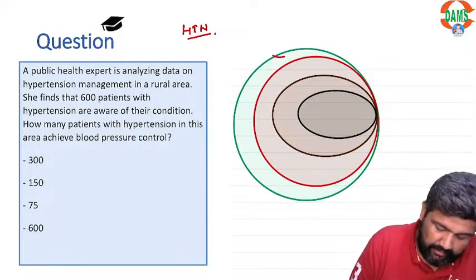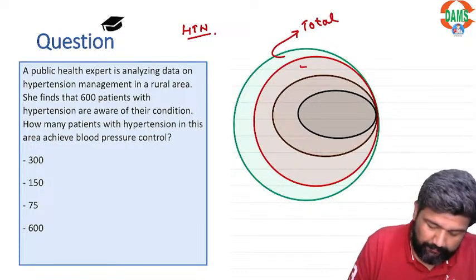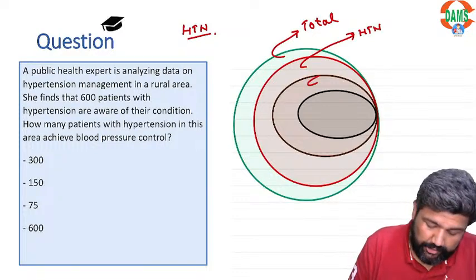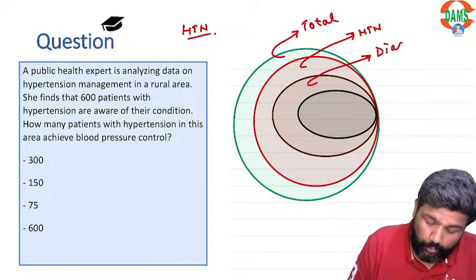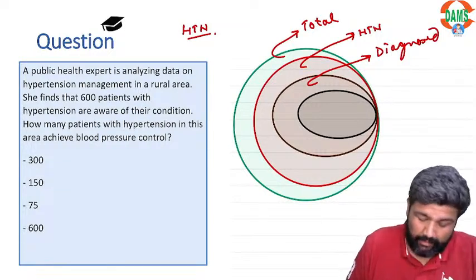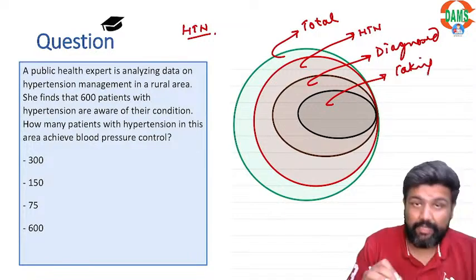Guys, this is the total population. Out of total population, 50% they have hypertension. Those who have hypertension, 50% they know they have hypertension. And those who know they have hypertension, 50% are taking treatment.